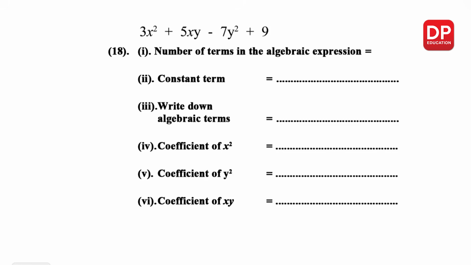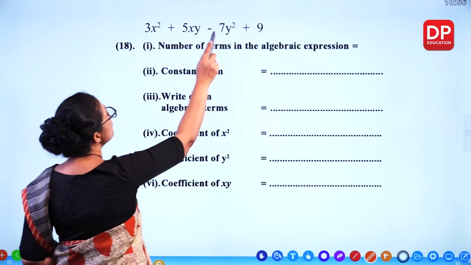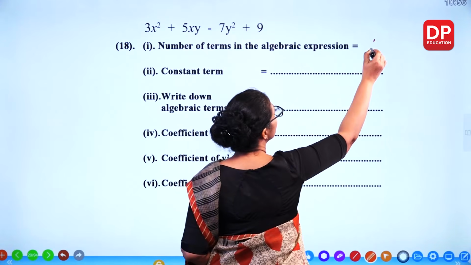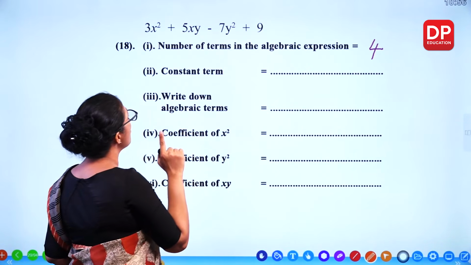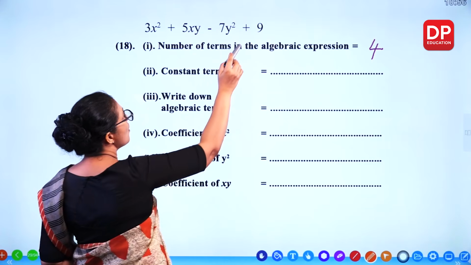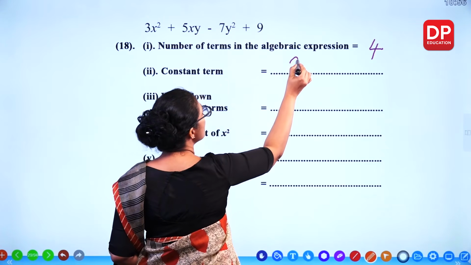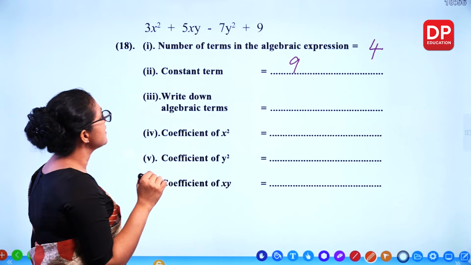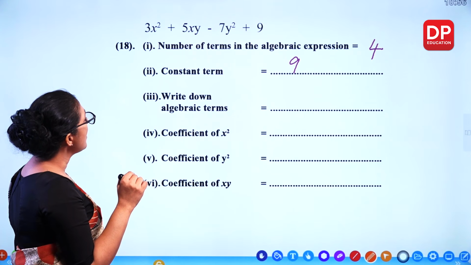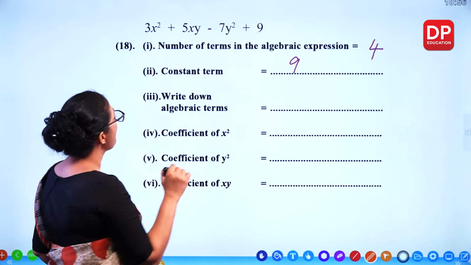Look at this algebraic expression. Number of terms in the algebraic expression: 1, 2, 3, 4. What's the constant term? Just the number without any unknown letters. That's 9. Write down the algebraic terms.